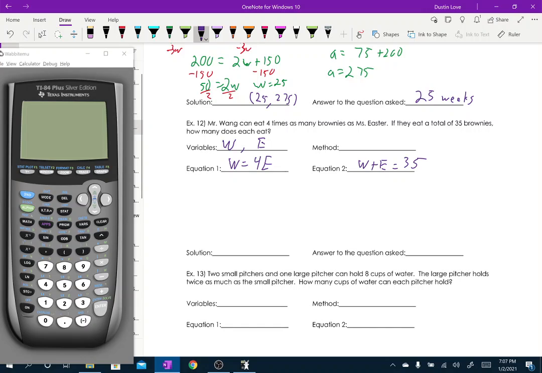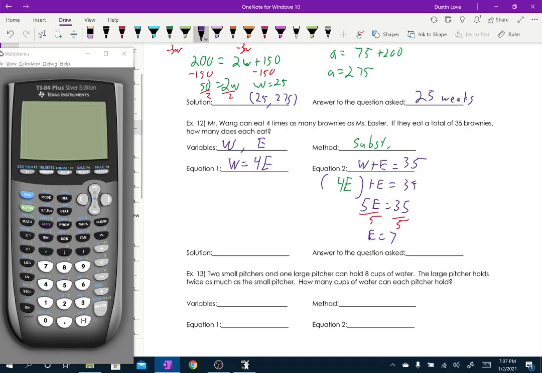Well, I've got standard form for equation 2. I've got slope-intercept for equation 1. That is going to be a substitution problem. So we're going to rewrite this equation, but we're going to replace the W with parentheses, and I'm going to substitute in the 4E. Now we solve. 4E plus E is 5E equals 35. Now let's divide by 5, and that's going to give me that E equals 7.